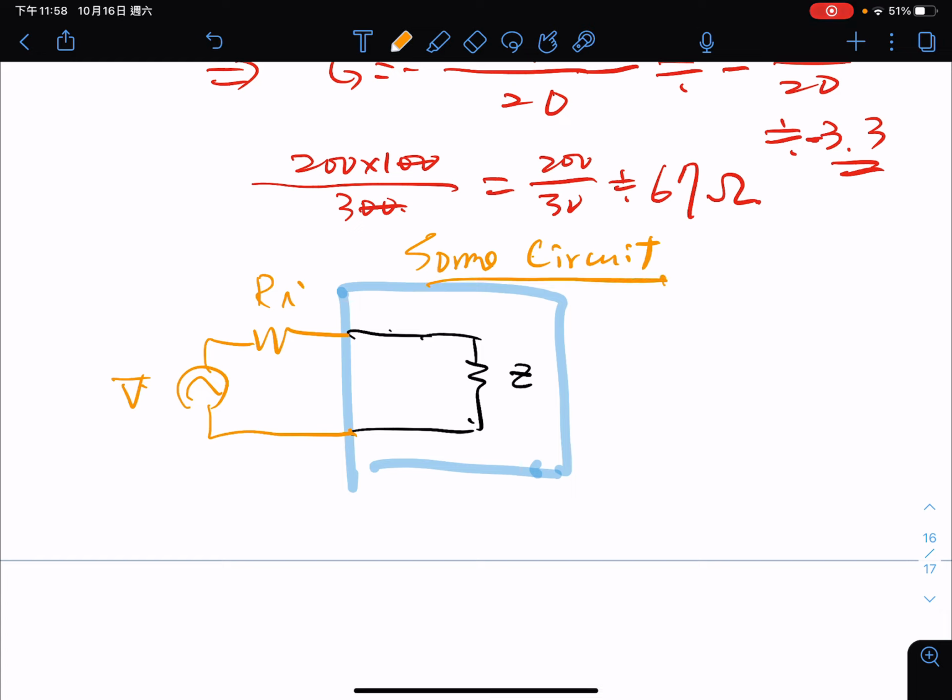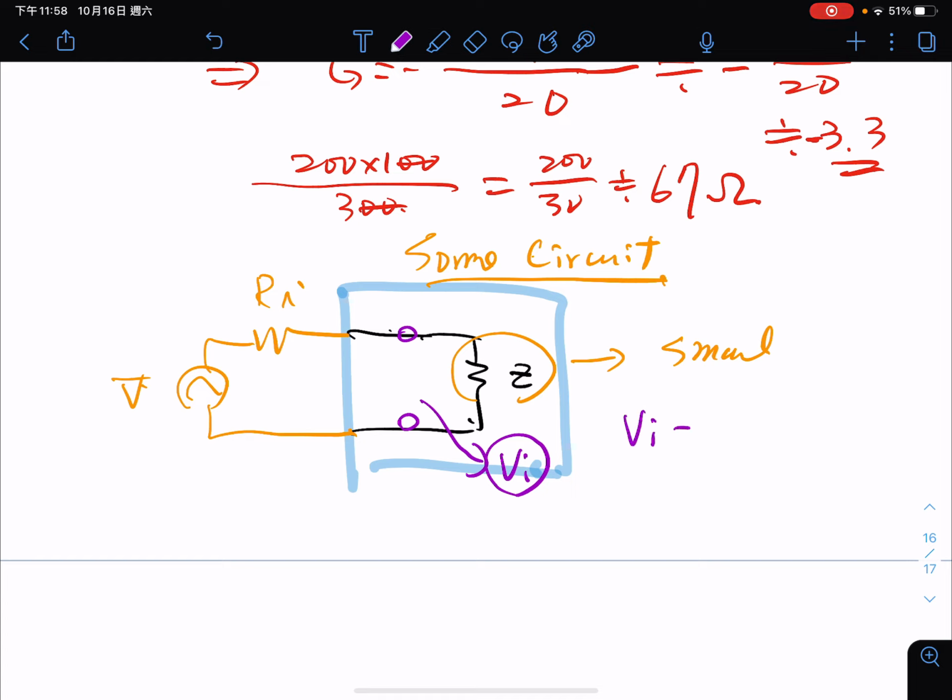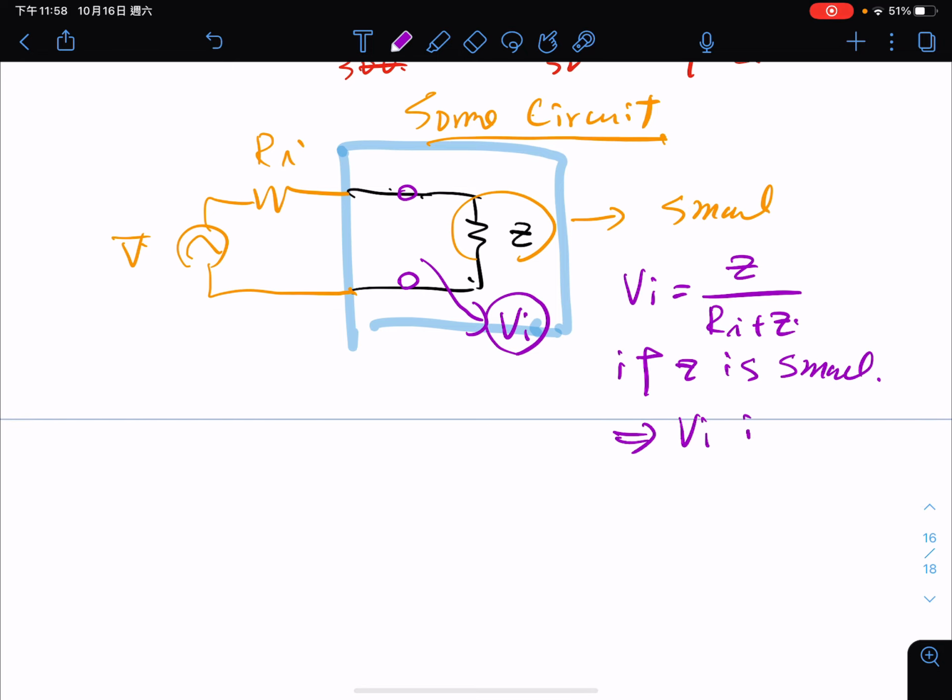And actually, if Z is small, then the voltage applied here, Vi here, will be small because Vi will be equal to Z over Ri plus Z. But if Z is small, Vi is small. And this is definitely not what we want, okay? That's why we need to calculate the input impedance and the output impedance.